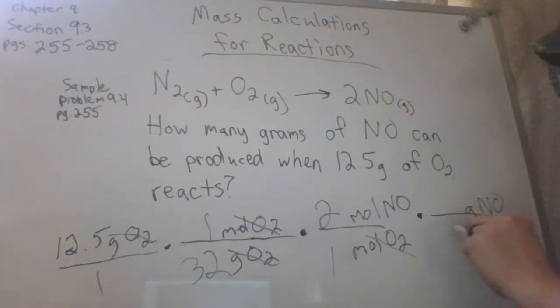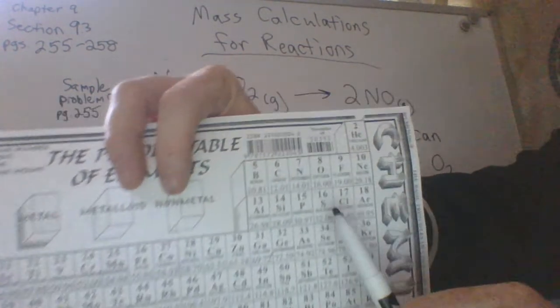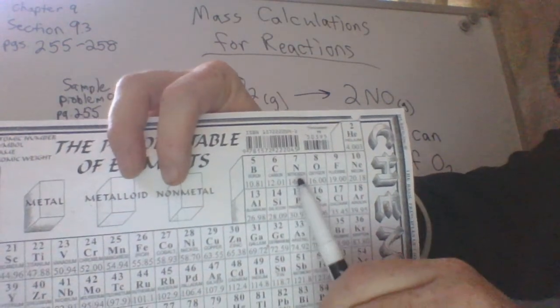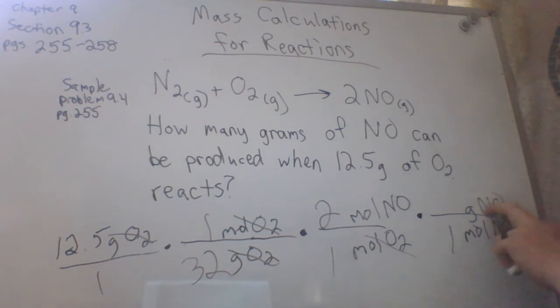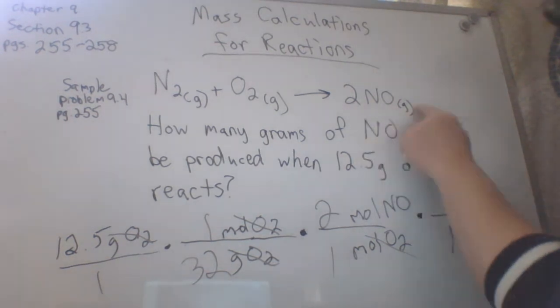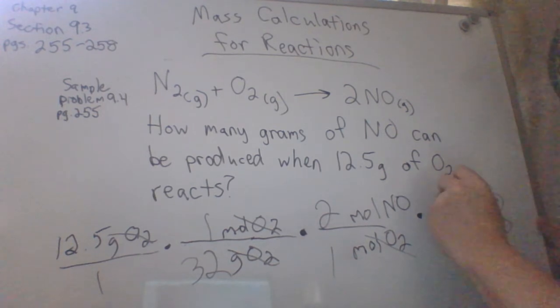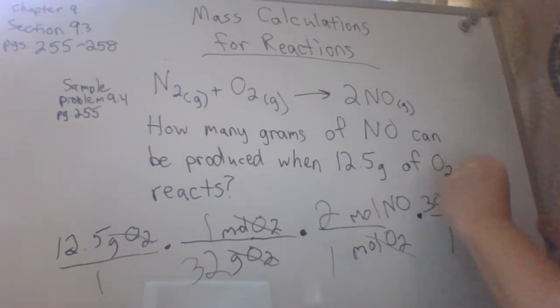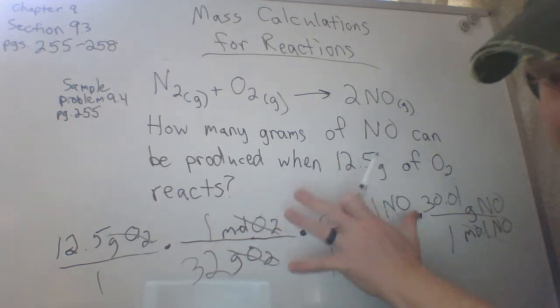So we're going to say for every 1 mole, you got to go back to the periodic table. You've got oxygen with 16 and nitrogen with 14.01. If you add those up, not the 2, just the molar mass of the chemical, for every 1 mole of NO, there are 30.01 grams of NO. That cancels out the moles.